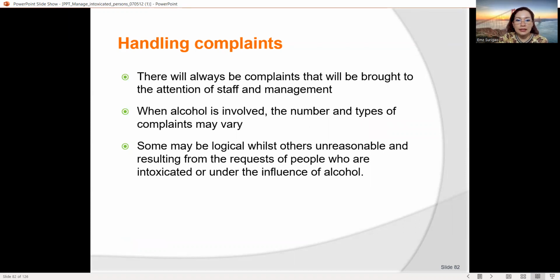So, handling complaints. There will always be complaints that will be brought to the attention of staff and management. When alcohol is involved, the number and types of complaints may vary. Some may be logical while others are unreasonable, resulting from requests of people who are intoxicated or under the influence of alcohol. So some guests are unreasonable already because they're drunk.